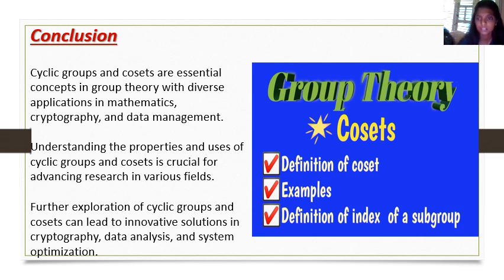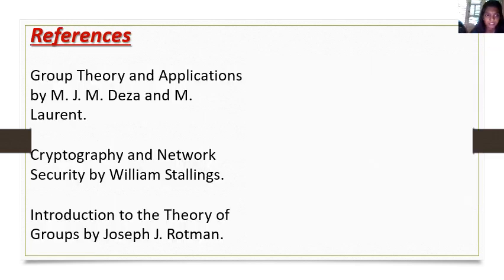We have studied group theory, cosets, the definition of a coset, examples, and the definition of the index of a coset. Next, the references are Group Theory and Applications by M. Deza and M. Laurent, Cryptography and Network Security by William Stallings, and Introduction to the Theory of Groups by Joseph J. Rotman. So these are the references that you can refer to.